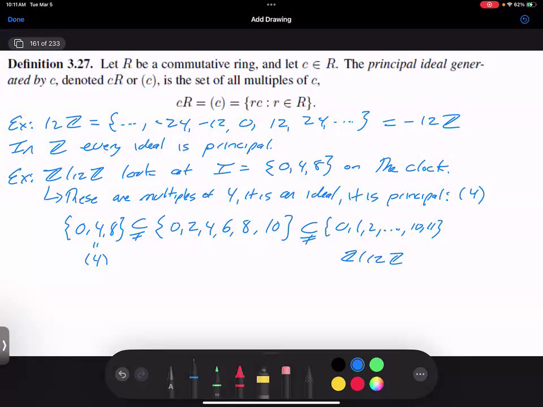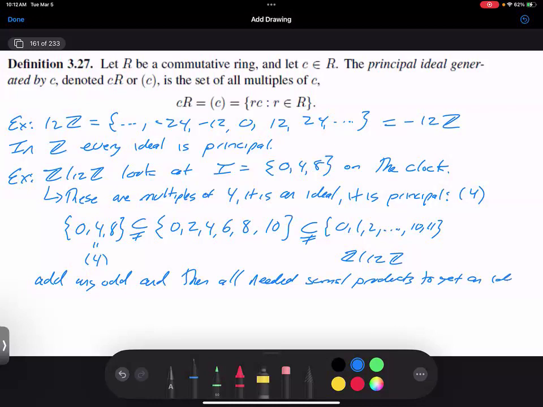But there is another number I could add, and I would get everything in the clock. What could I add? I could add 1. What else could I add? 3. What else? 5. What else? 7. So if we add any odd number, and then all needed sums and products to get an ideal, we get everything.